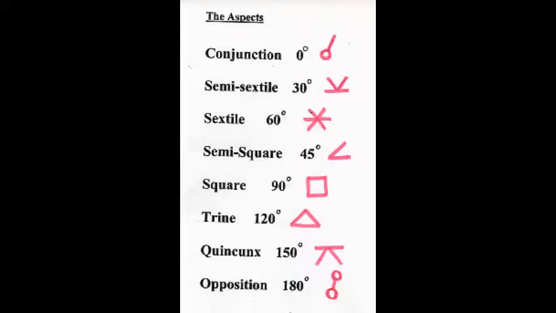Moving on, we have also the aspects. So aspects are relationships between two planets, and they are very important when interpreting a chart because aspects add an element of harmony or disharmony to the person's life, actually. It's the energy that is going to play out in a person's life or within a person. The most known aspects are conjunction, semi-sextile, semi-square, sextile, square, trine, sesqui-square, quincunx, and opposition.